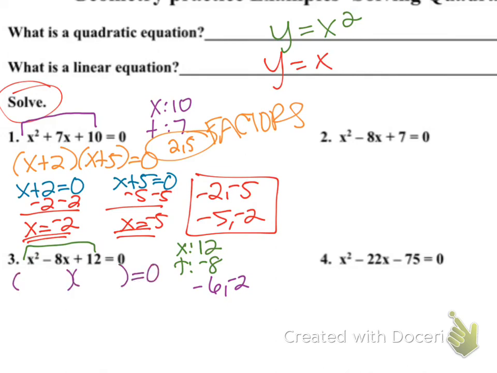The reason we can do this shortcut is because we have 1s in front of all of these x squareds. That's why we can do this. So I have x minus 6 and x minus 2. If I set these equal to 0, this is the step I'm going to save some time on for the rest of the notes. I would get x equals 6, and I would get x equals 2. And those would be my 2 solutions.